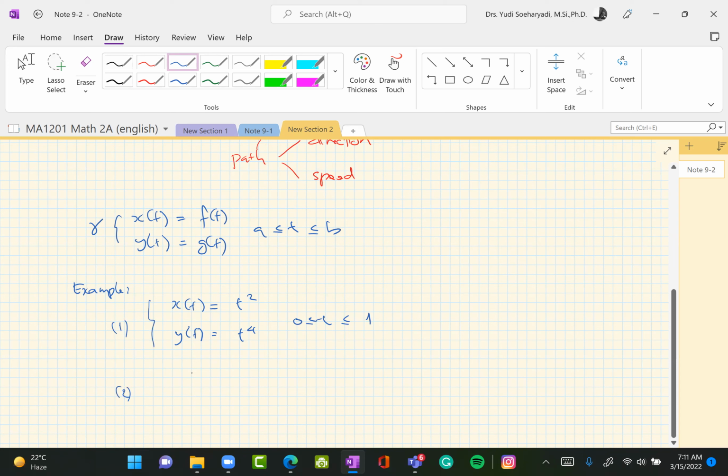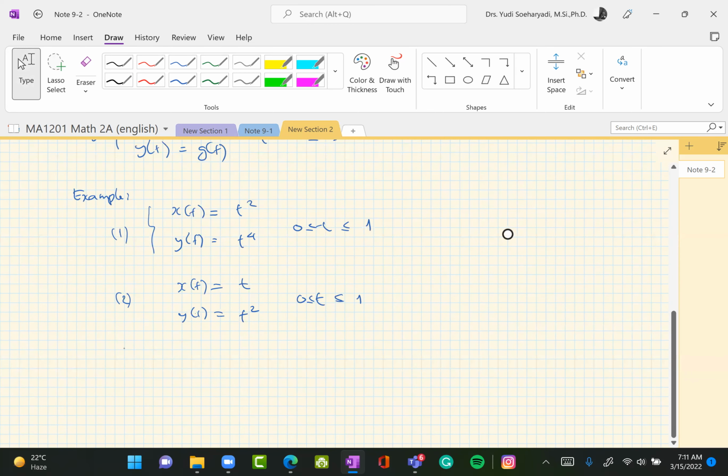Let's compare this one. Another is x equals t squared and y is t to the 6, same t between 0 and 1. Okay, so let's see.